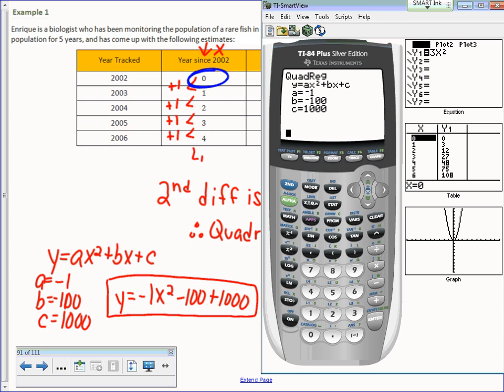Now what you are going to do is go under y equals, and you're going to check it. Clear out what's there. Negative x squared minus 100x plus 1,000.